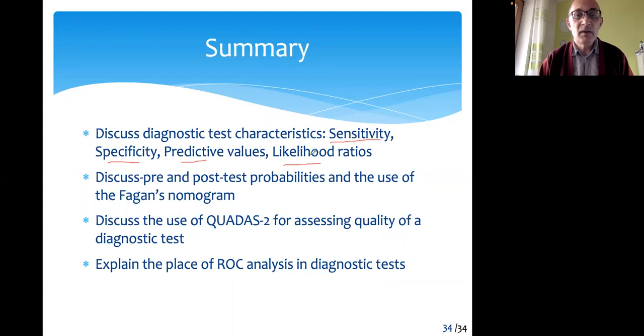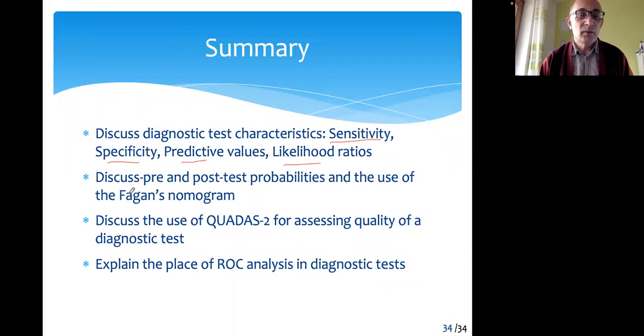Please remember, likelihood ratios are calculated by dividing sensitivity by 1 minus specificity. And sensitivity and specificity were considered as the what? As the technical features of a test, whereas predictive values, positive and negative predictive value, were considered as the clinical precisions of a test.